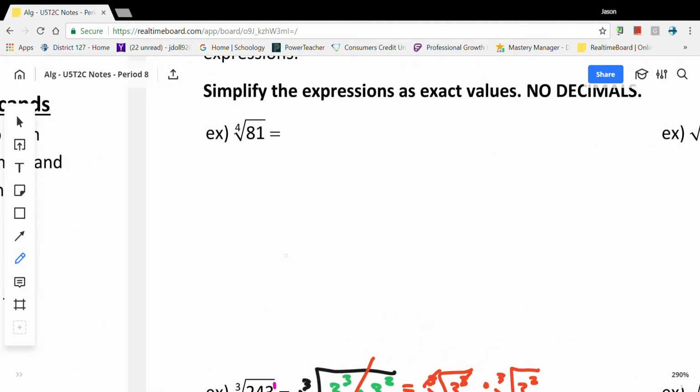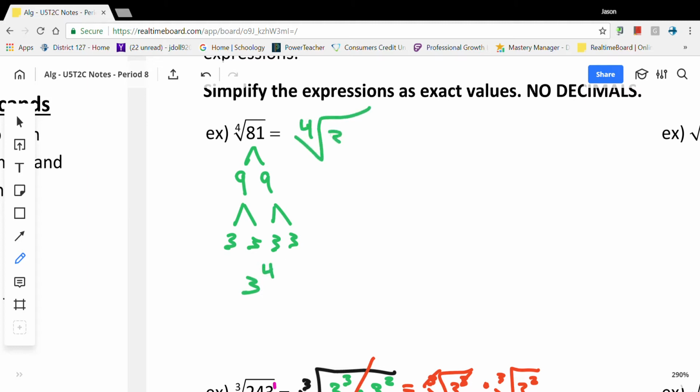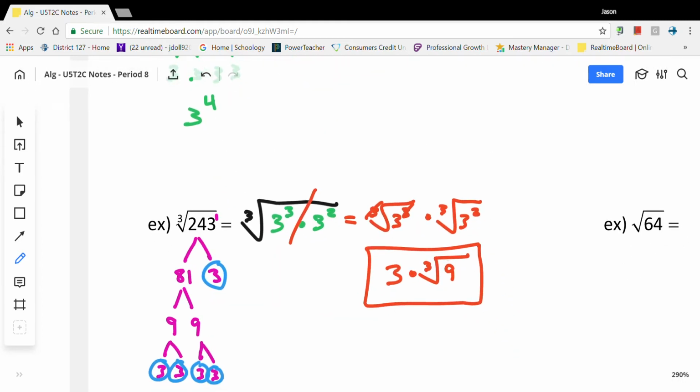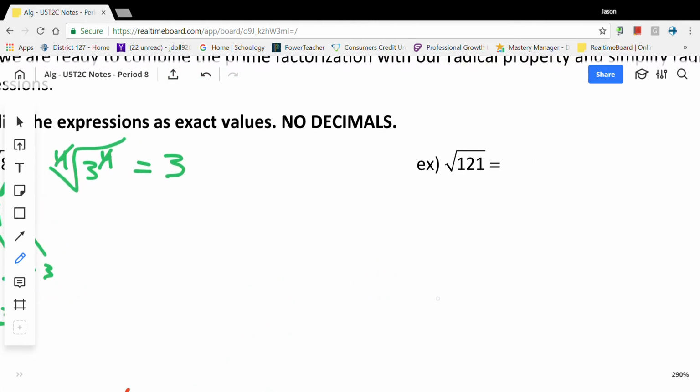So we can see we're looking for the fourth root of 81. So we need a factor of 81 that can be written with a fourth power. If I do my factor tree on 81, you can see I can write that as 3 to the fourth. And since there are no other factors in my prime factorization down here, the 4's cancel, and the radicals completely simplify out, as opposed to our example with the third root of 243, where we still had a radical left in our simplified expression.